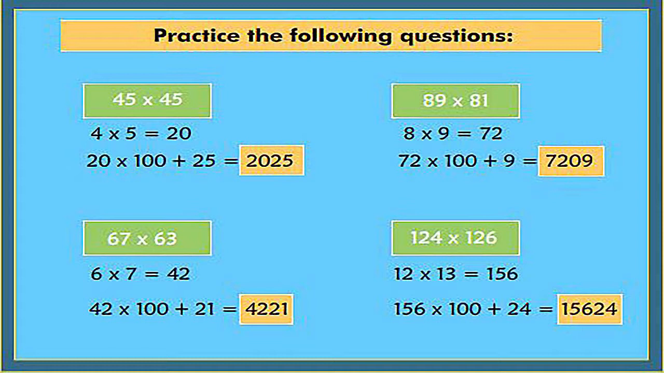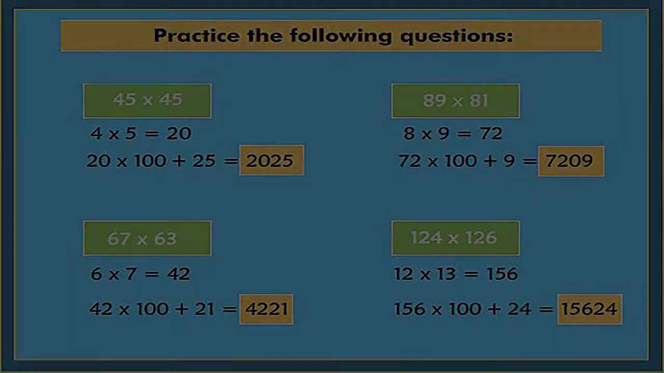The answer for the third question, 67 times 63, is 4,221. Too easy? What if the upper digit is 12, not a single digit? This method still works, but you need to know 12 times 13. The answer is 15,624 because 12 times 13 is 156 and 4 times 6 is 24.